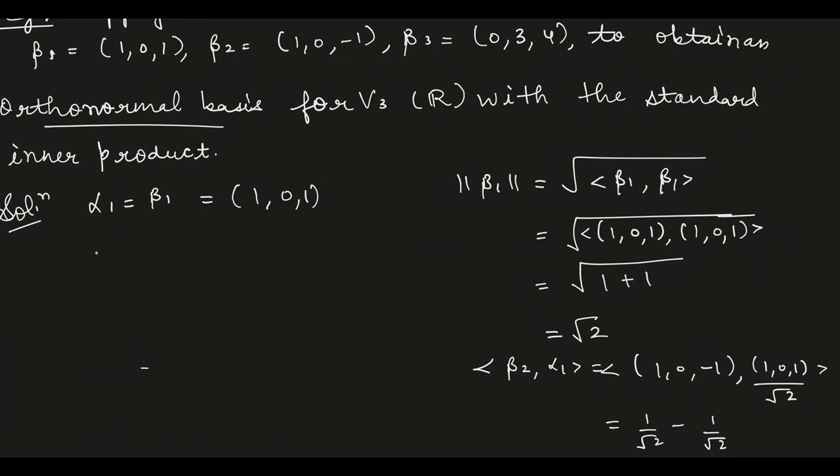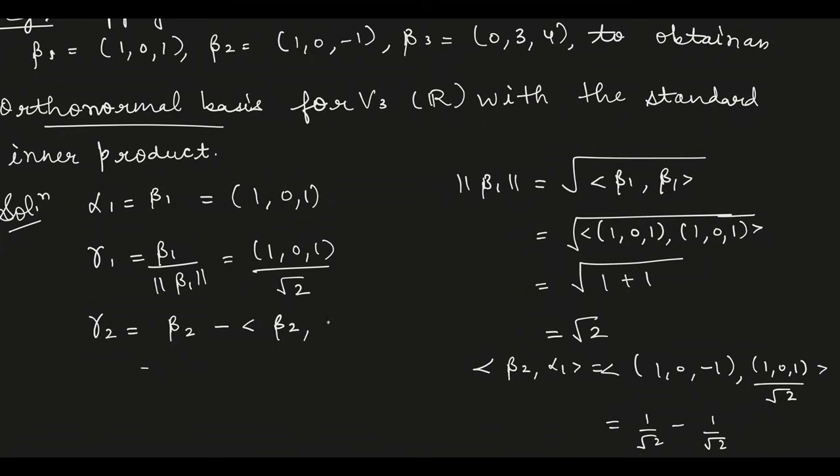So on normalizing I can write gamma 1 as beta 1 divided by norm of beta 1. So it will be 101 by root 2. Now I need to find alpha 2. Alpha 2 will be beta 2, or I can simply say it as gamma 2 and then I will normalize it and write it as alpha 2. Beta 2 minus inner product of beta 2 with alpha 1.